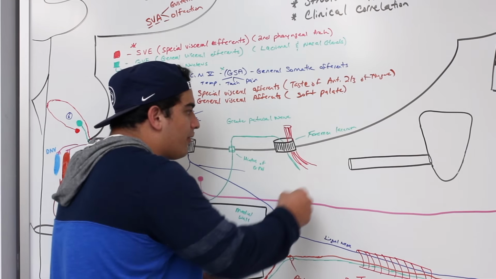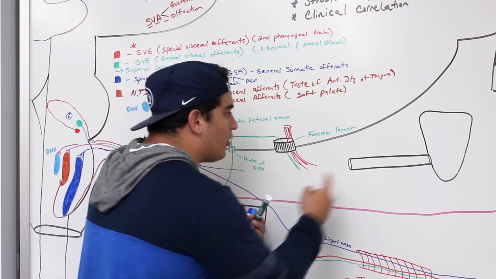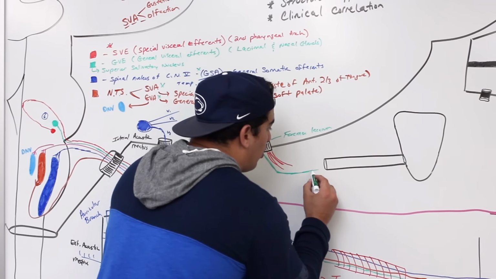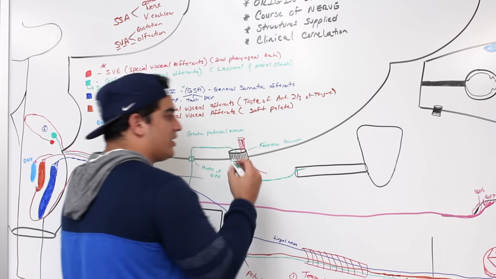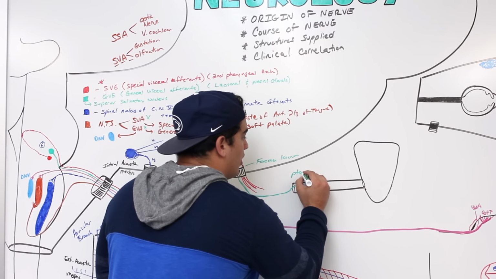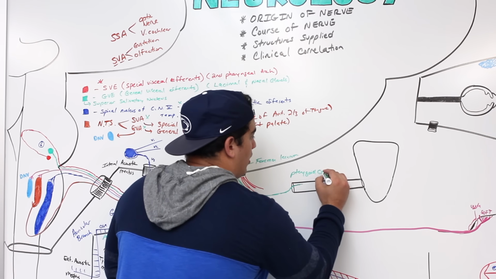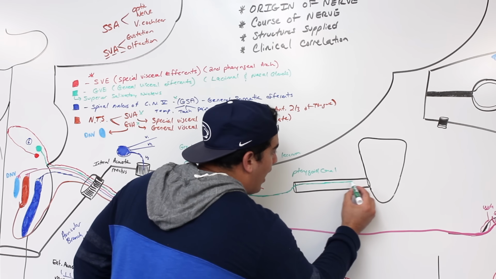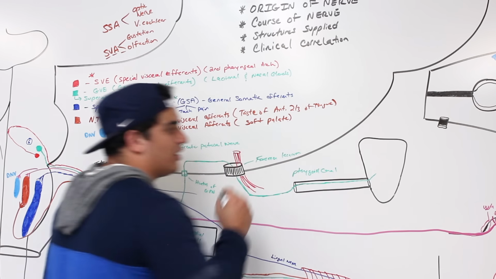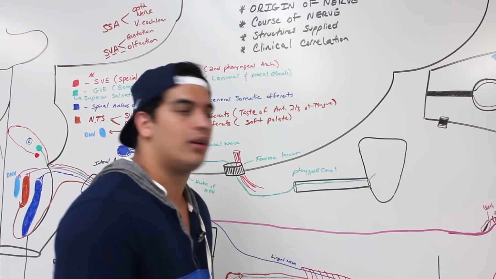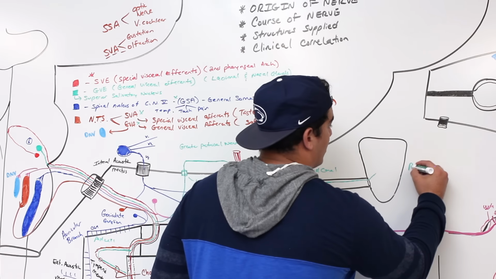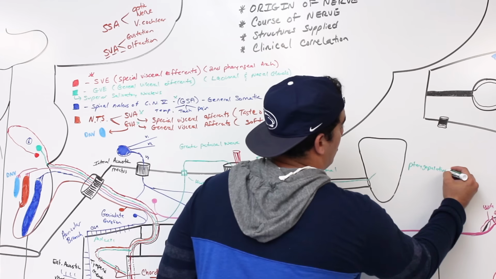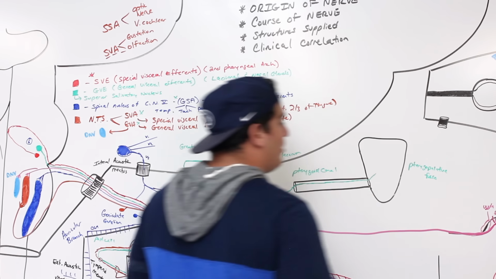When it comes out of the foramen lacerum, it goes into this weird little canal here. And this weird little canal is called the pterygoid canal. So what is this little canal here called? It's called the pterygoid canal. It'll move through this pterygoid canal, this little bony canal, and go into this little fossa here. What is this fossa here called? It's called the pterygopalatine fossa.